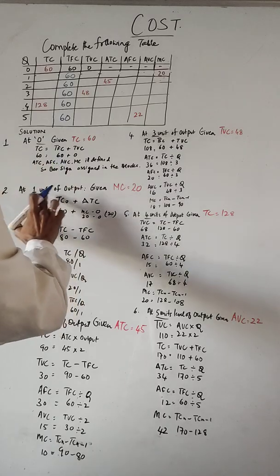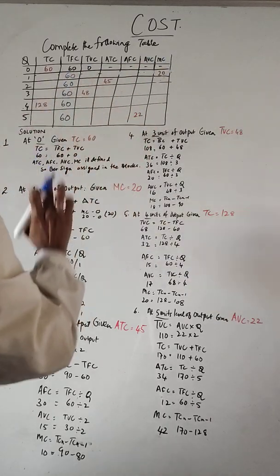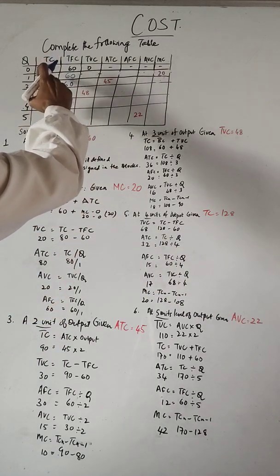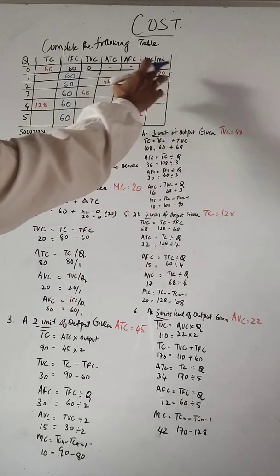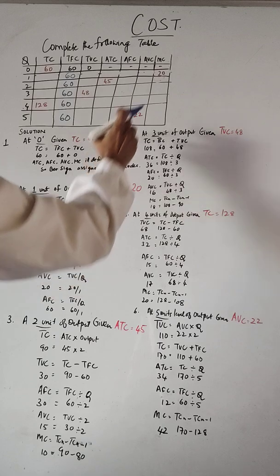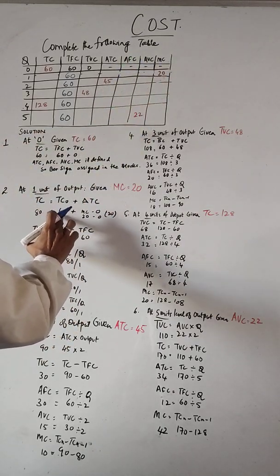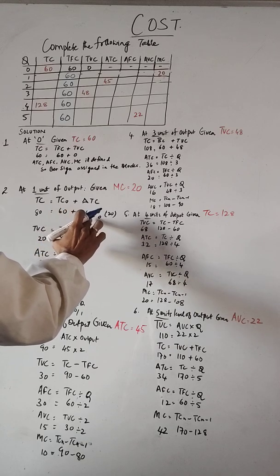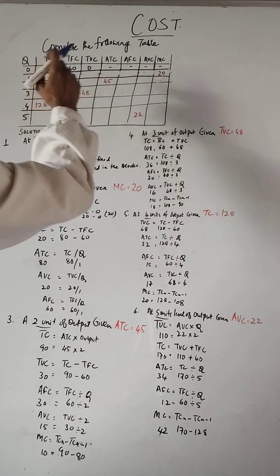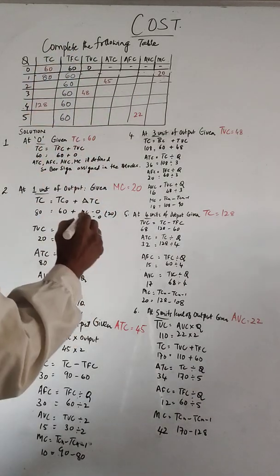Now at 1 unit of output, what is given? 20 is given. We know that total cost is equal to total cost at the 0 level plus the change in total cost, which is shown by marginal cost. So 60 plus 20 minus 0, that's the change. What do you get? That is equal to 80. So total cost is 80.